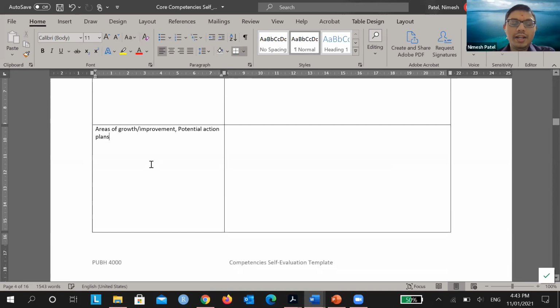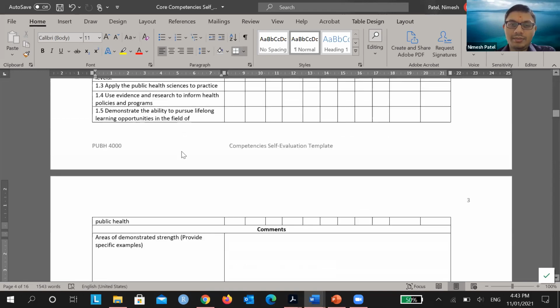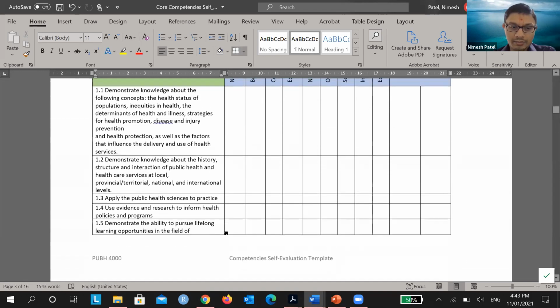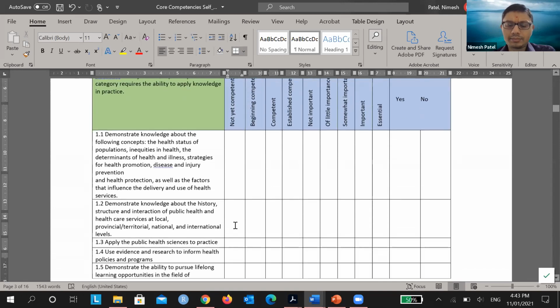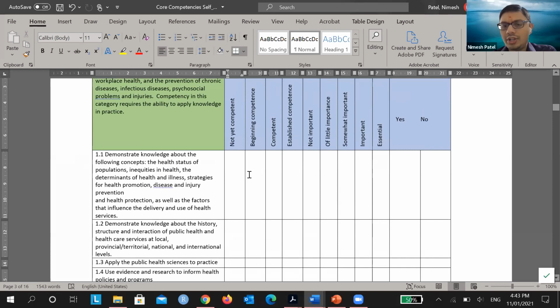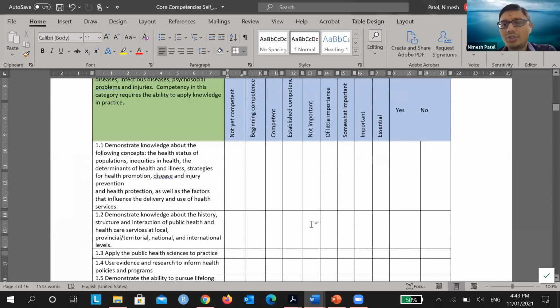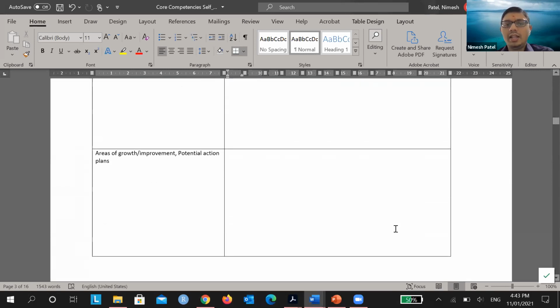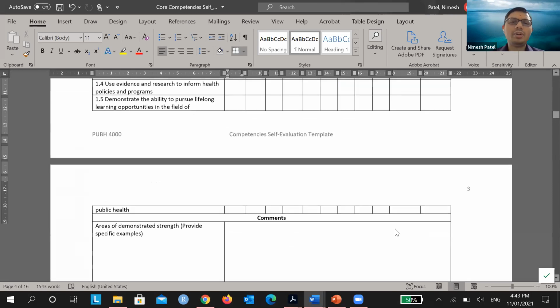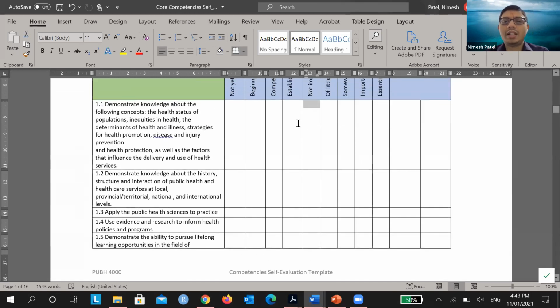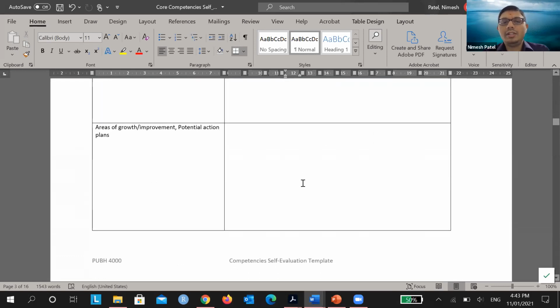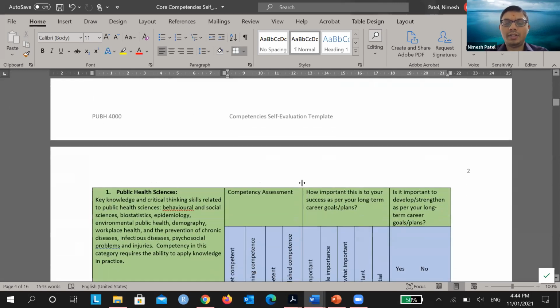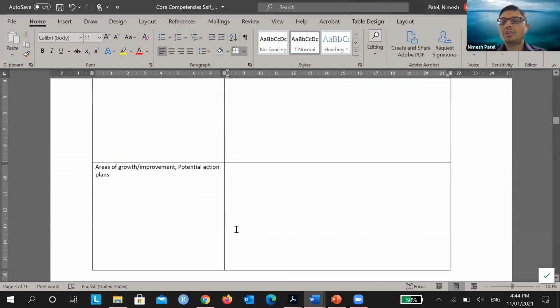And then you also have areas of growth and improvement, with a potential action plan. For instance, just as an example, if you say 1.5, you are beginning competence or not yet competent. Even if you're competent and you want to go to established competence, and you think that's important to develop in your long-term career plan, that's a yes as well, then we have to improve and build. Sometimes it could be self-established competence, but there is still growth. There is always going to be growth and improvement. So provide some details, particularly for the lower end of the spectrum: what's your plan moving forward?